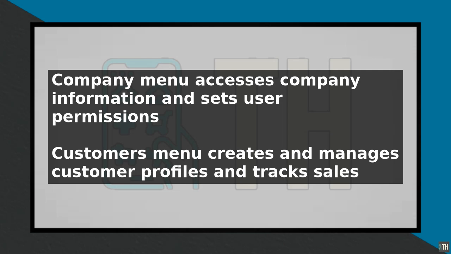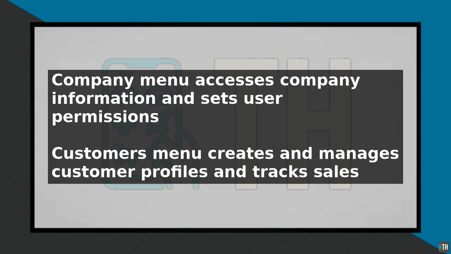The vendors menu is used to manage vendor information, track purchases, and pay bills. The employees menu allows you to set up payroll, manage employee information, and track time. The banking menu is where you can manage your company's bank accounts, reconcile statements, and transfer funds.